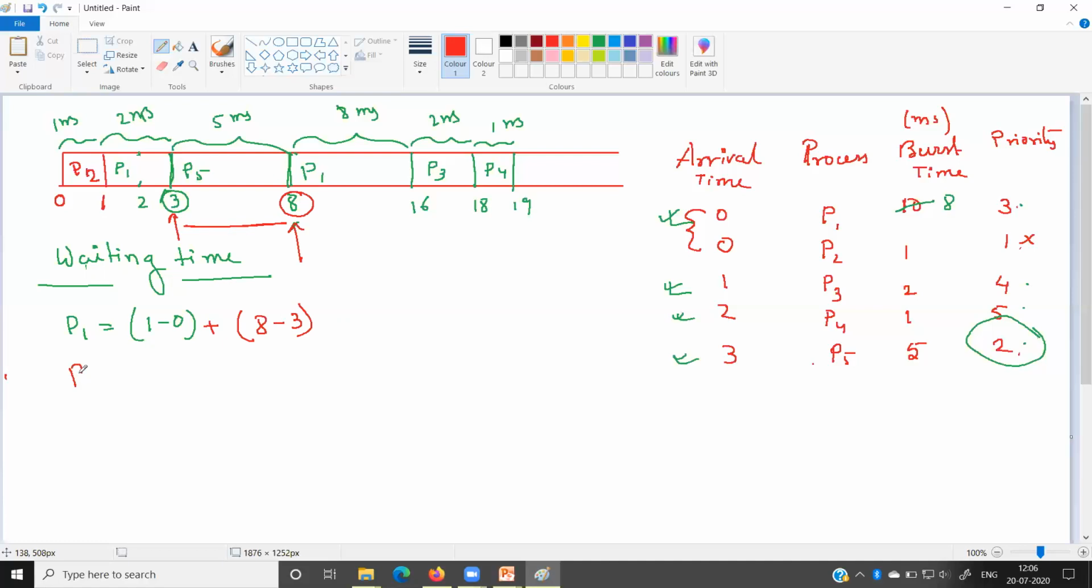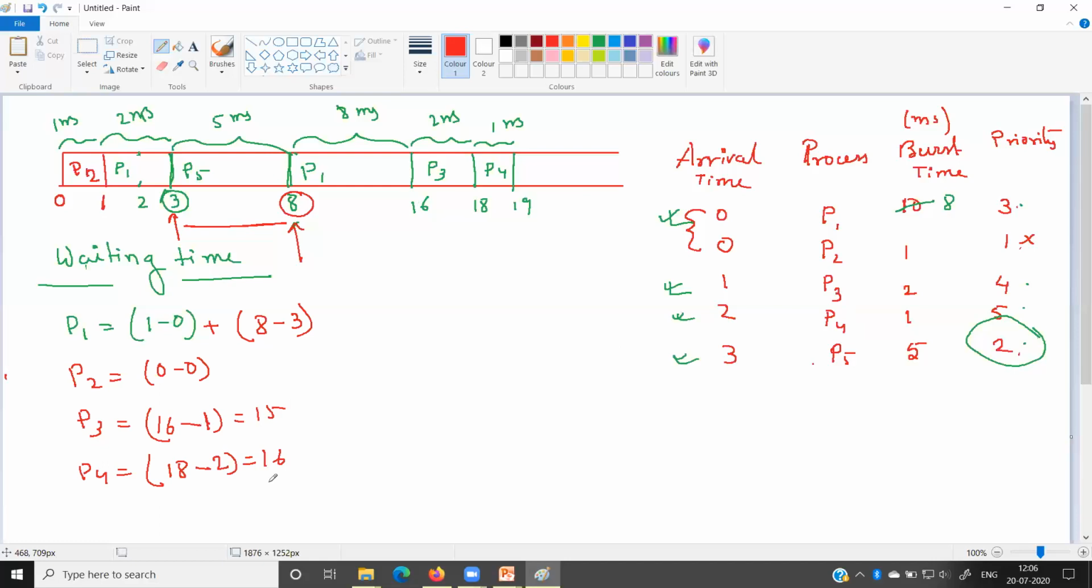Fine. Now next for the process P2. P2 started at 0 and arrived also at 0. So its waiting time is 0 minus 0. Next P3. P3 started at 16 but it arrived at 1. So its waiting time is 16 minus 1. So it will be 15. Now next one is P4. From the diagram you can see that P4 started at 18 and it arrived at time 2. So waiting time is 16.